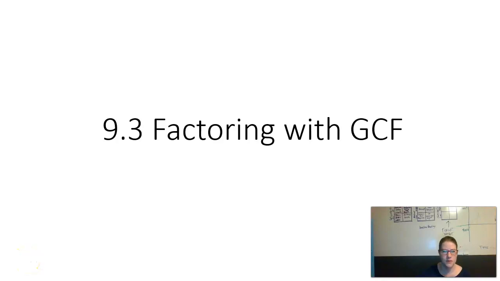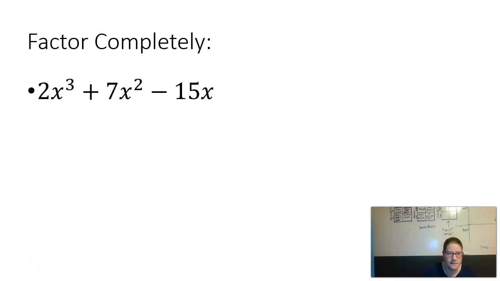Today we are going to be doing 9.3, factoring with a greatest common factor. So we're going to be combining 9.1 and 9.2. We will be factoring the same way, but before we begin doing the X factoring technique, we will find the greatest common factor and factor it out. Alright, so let's go ahead and get started.